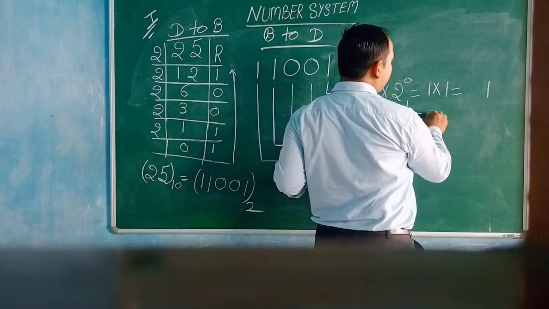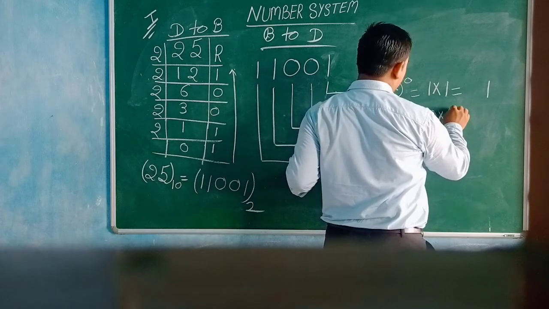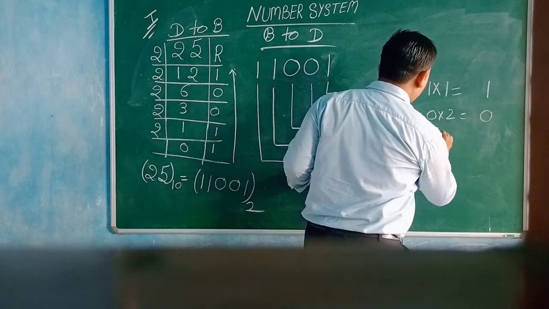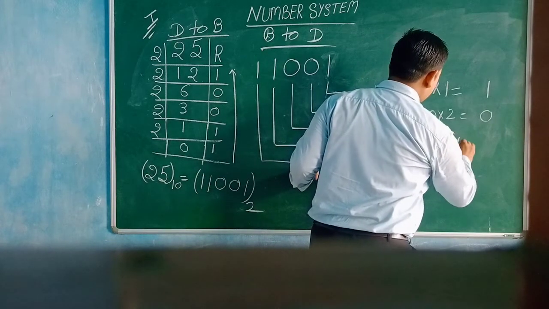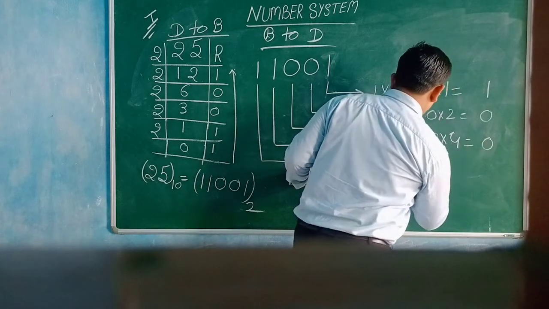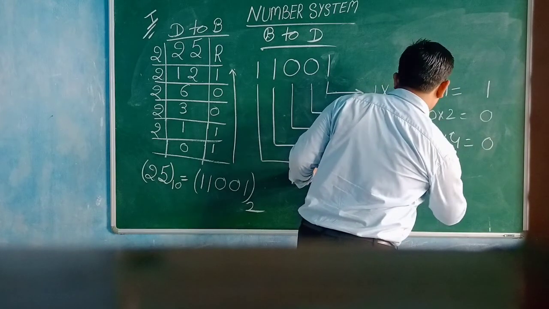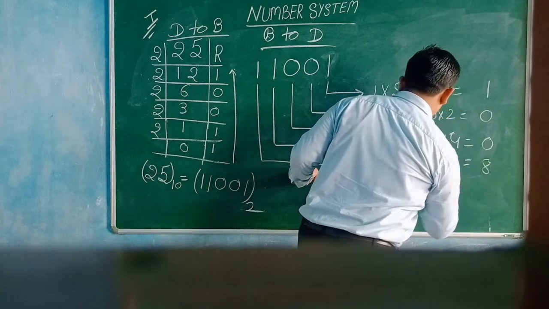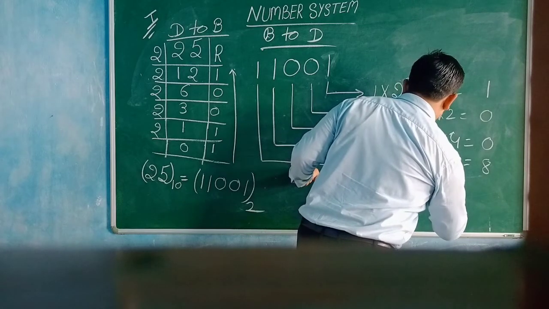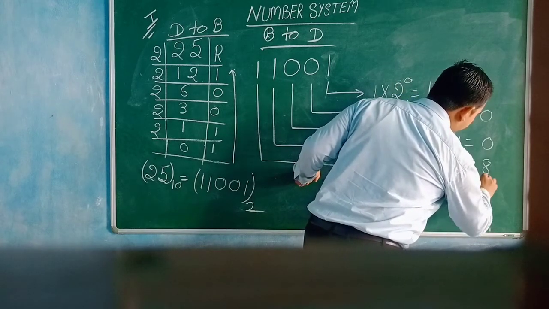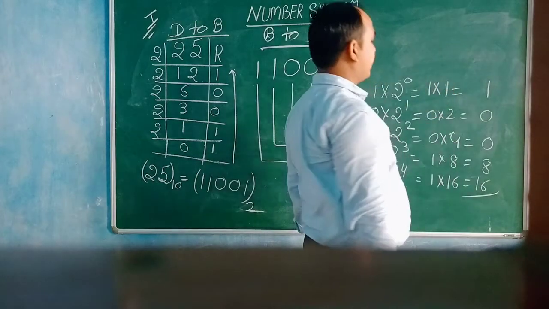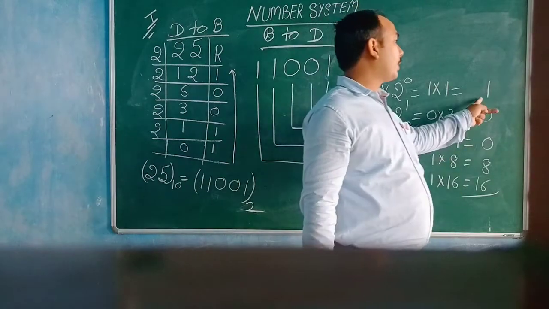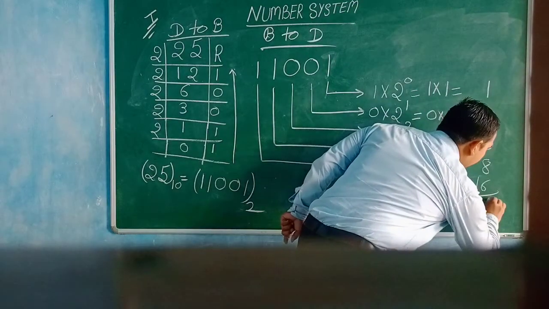Next, 0 into any number is 0. 0 into any number is equal to 0. 1 into 2 to the power 3 is 8. 1 into 2 to the power 4 is 16. Right. Then the total is 16 plus 8, 24, plus 1, 25.